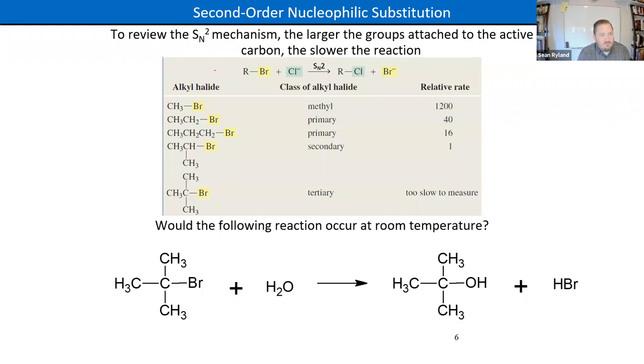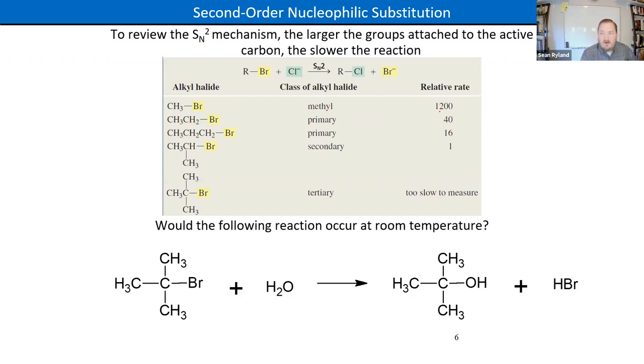And so if we start looking at bigger and bigger groups, if we take those same molecules I was just showing you, these are just reaction rates that are relative to each other, so they don't really have units on them. Let's call a secondary group one. Relative to that, a primary bromide leaves 16 times faster. And a primary bromide that only has an ethyl group attached, so still primary, just a smaller group instead of a propyl group, goes 40 times faster than if it was secondary. And if you make it a methyl bromide, it goes 1200 times faster.